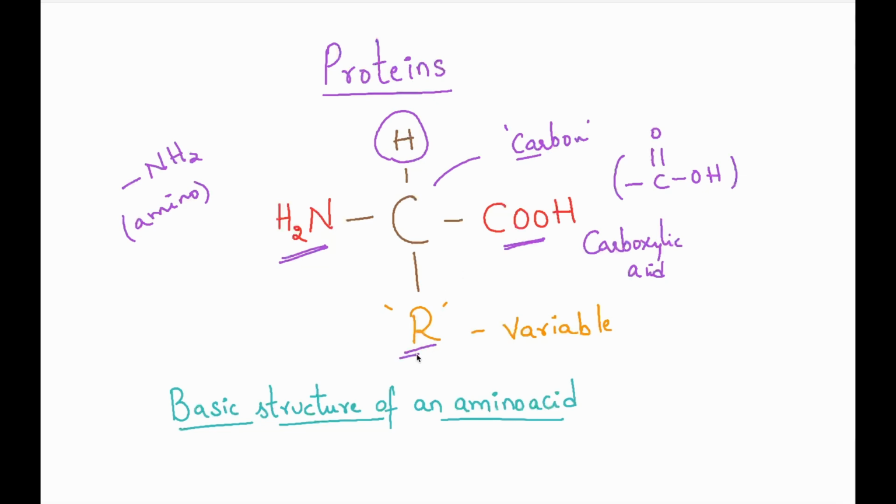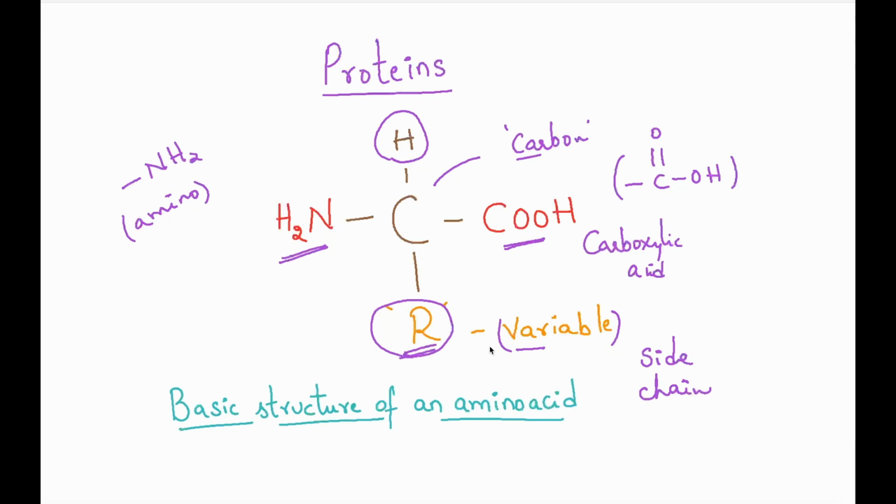The fourth group is usually designated as R because this is highly variable. This is the portion of the amino acid that is different from one amino acid to the other. This is also called the side chain of the amino acid. And depending on the group that is present here, the properties of amino acids differ.